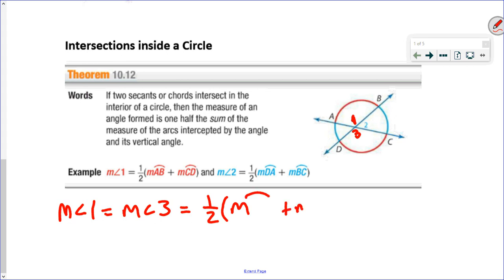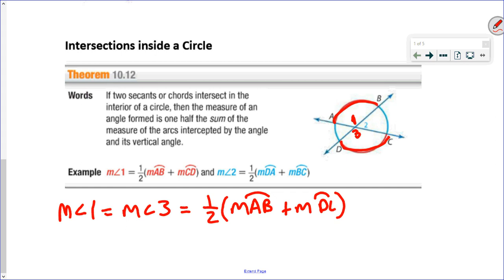So what are the intercepted arcs here? Well, arc AB will be an intercepted arc. It's intercepted by angle 1, and arc BC is an intercepted arc. It's intercepted by angle 3. So, okay, we're talking about arc AB and arc BC. So we can find the measure of those angles by taking 1/2 the sum of the intercepted arcs. All right.